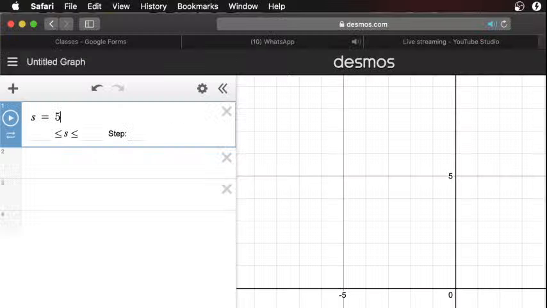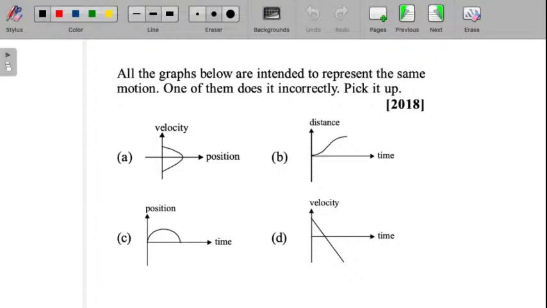Now let's solve some questions on the applications of the respective concepts that we have seen. All graphs below are intended to represent the same motion. One of them does it incorrectly. Pick it out. So let's see here. Let's understand this graph, position versus time. As we see, it is s versus t. It's showing like this. That means it's a case of a negative curvature, or a negative acceleration. This is v versus t. It's also showing a negative acceleration because the slope is negative. The angle here is obtuse.